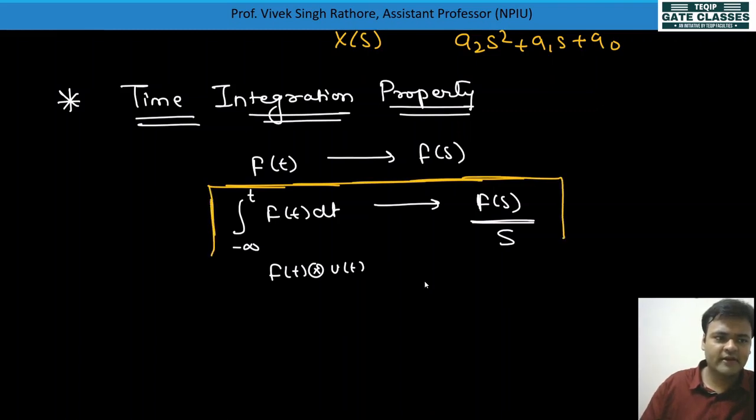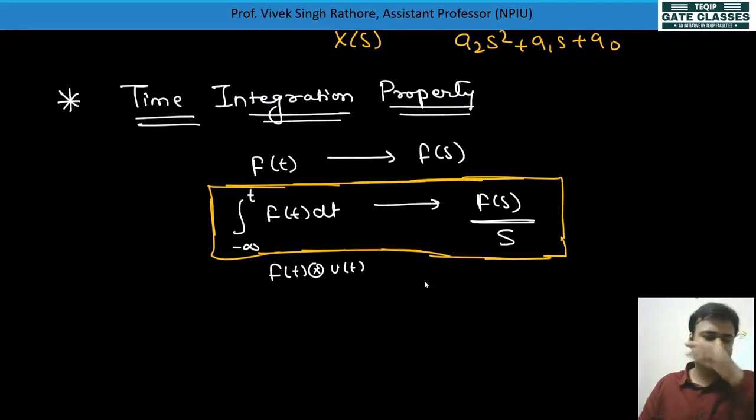Whenever we integrate in the time domain, it is similar to multiplying 1 by s in the frequency domain, just similar to that. So we'll see some questions, and we'll try to understand that. First of all, you need to understand this property: minus infinite to t.